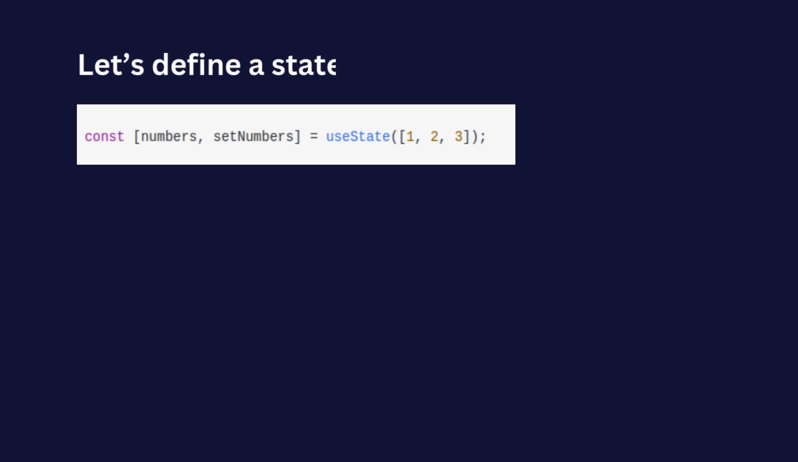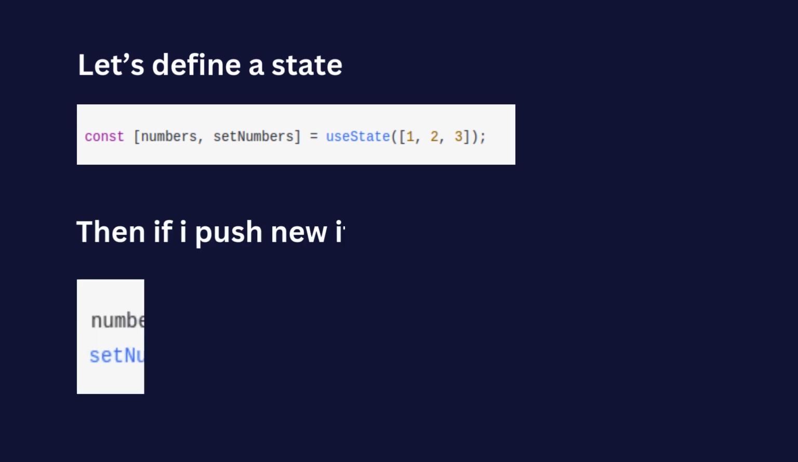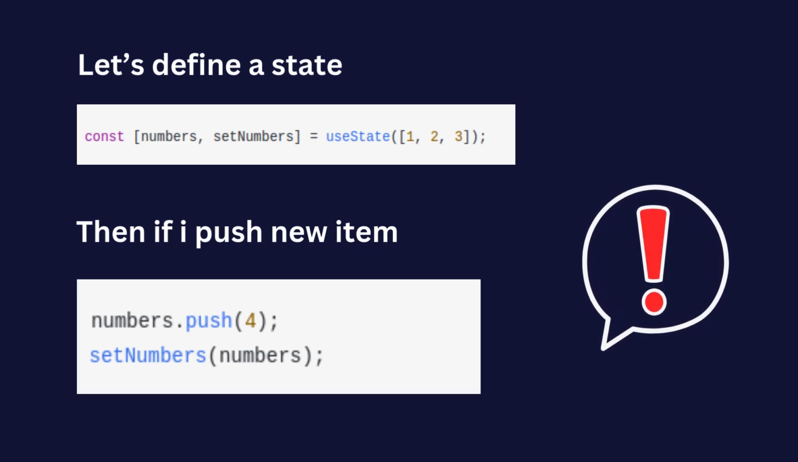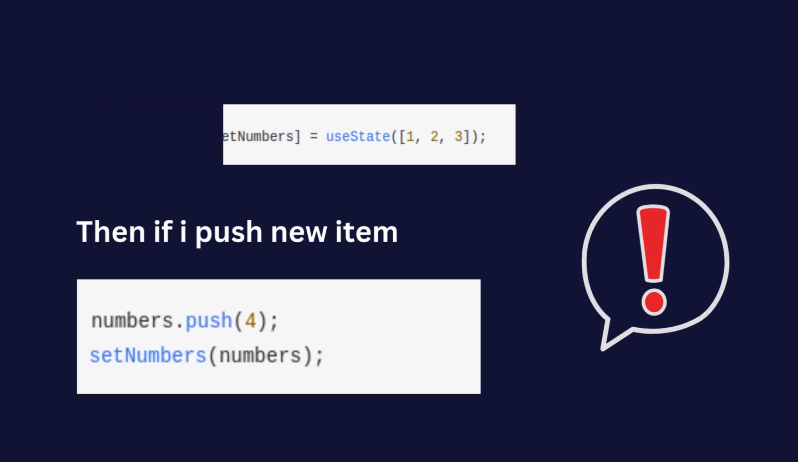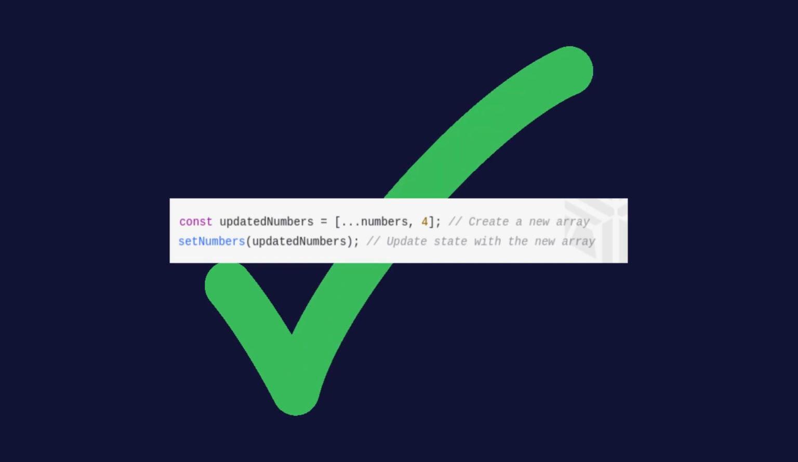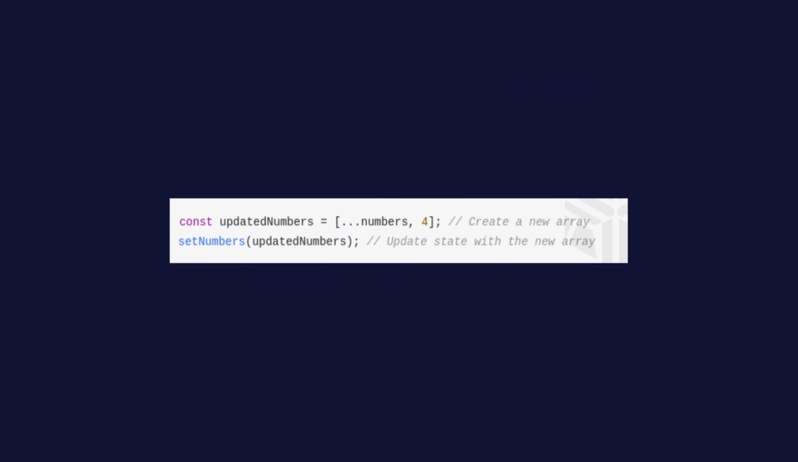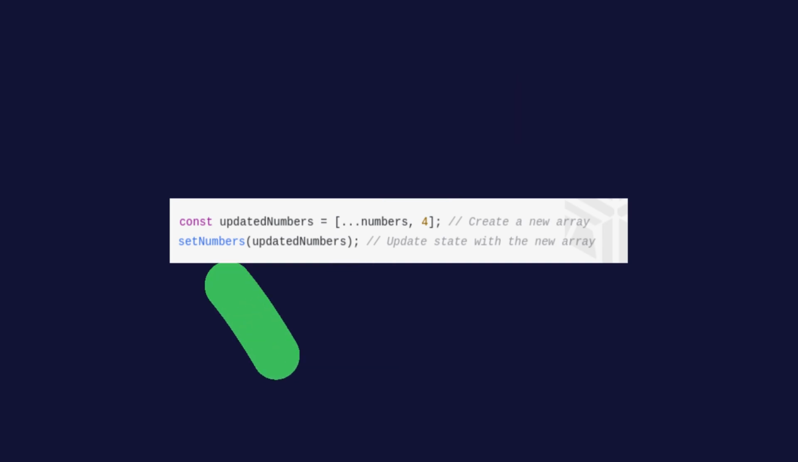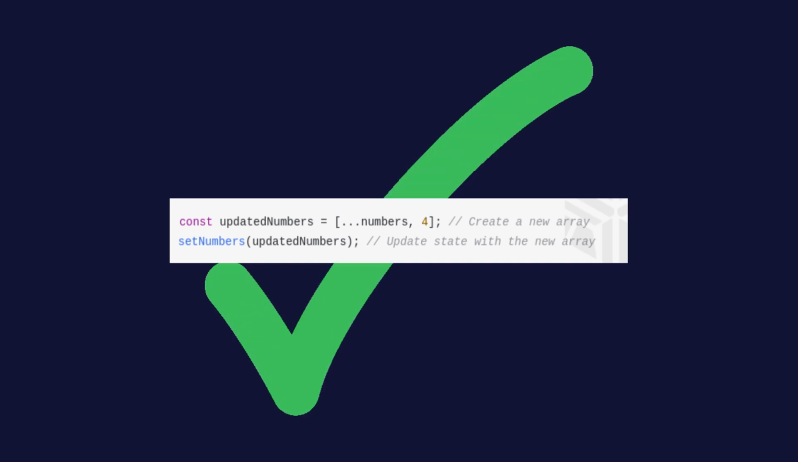Let me show you an example. Imagine we have a state that looks like this. Now, if I do this, React won't re-render the component. Why? Because I modified the original numbers array. React didn't see a new reference, so it doesn't think anything has changed. Instead, here's the right way to do it. Now React sees, hey, the reference to the array has changed, and it updates the UI.